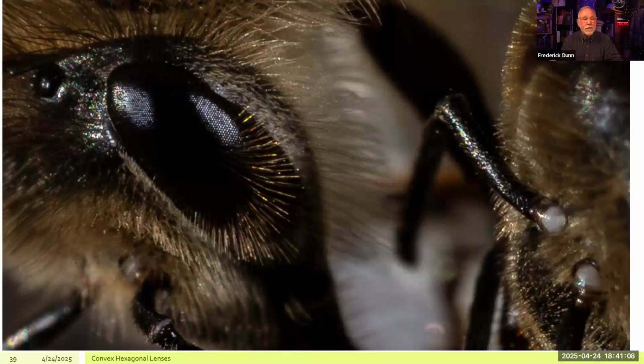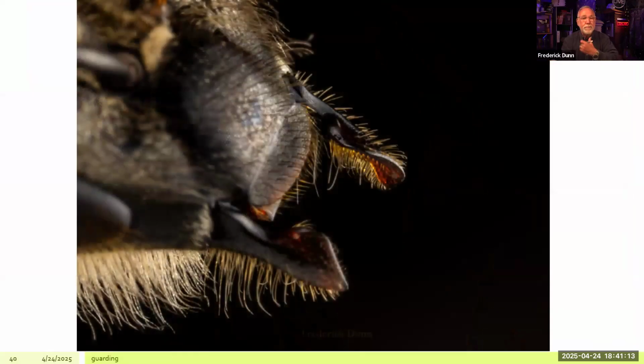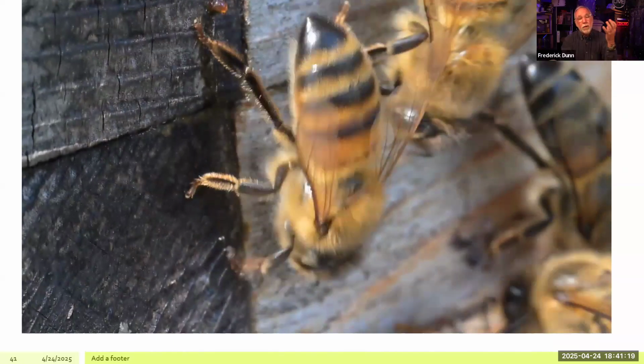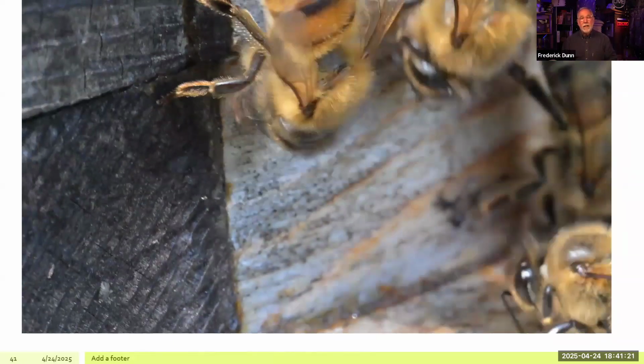That's just a really good picture of the lenses of a worker bee's eye. Okay, moving on. Another really good picture of the root beer colored translucence of the mandible. Okay. And then, oh, here's another behavior that's fun.